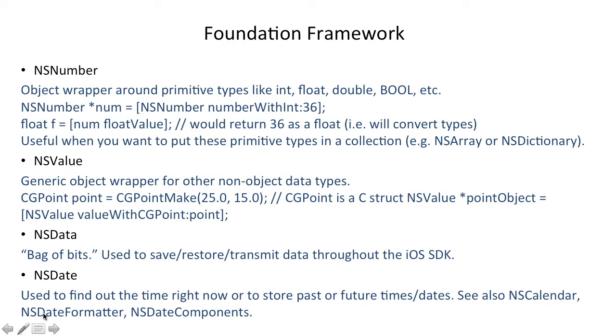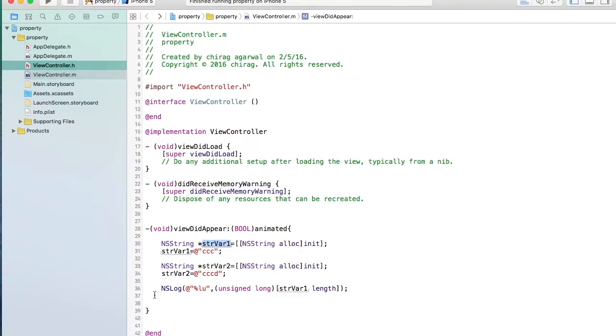Then we have NSData. So this is for binary data, bags of bits. It is used to save, restore, transfer data through the iOS SDK. NSDate is to store a date, and it has more properties. So let's see an example.